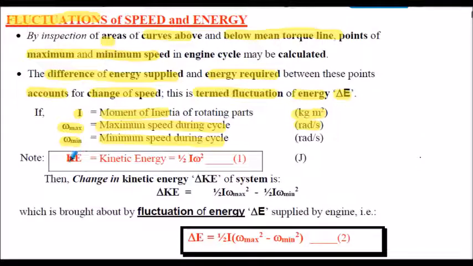So kinetic energy, we know from previous work, is a half I omega squared, analogous to our half mv squared in linear motion. What I'm doing here is calculating the change in kinetic energy, the half I omega maximum velocity squared minus the half I omega minimum velocity squared. Okay, we often call that, as I said, fluctuation of energy, delta E in this work. So I can write equation one in terms of delta E and the change in velocities here. So half I, and in brackets, omega max squared minus omega min squared. That's the delta E, the fluctuation of energy, equation two.